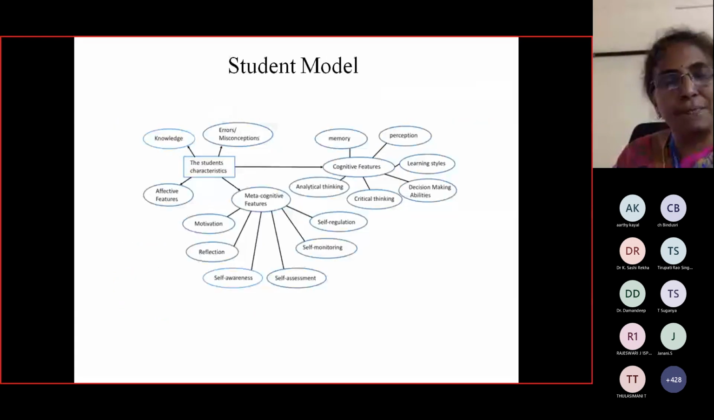So next slide, sir. This is a representation of the overall features of the student. The student characteristics can be in terms of knowledge, affective features, cognitive features, metacognitive features, and errors and misconceptions. Individually, we will see what these are. So next.